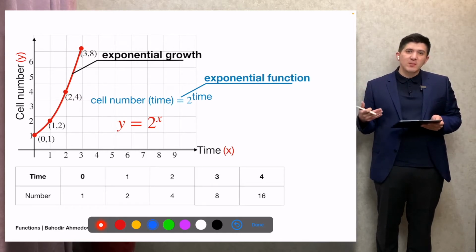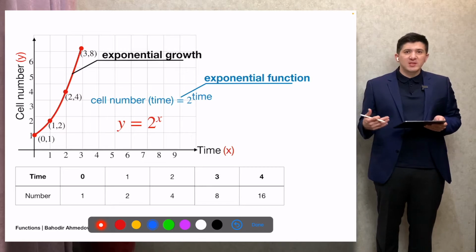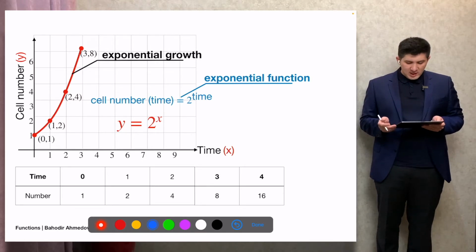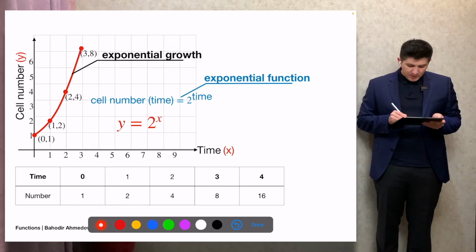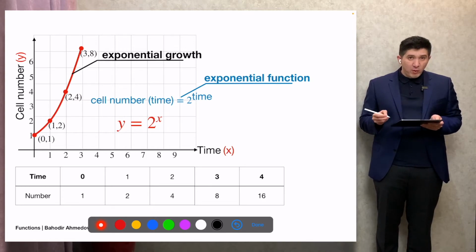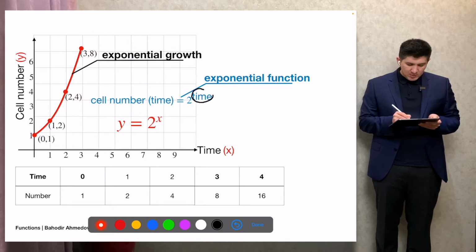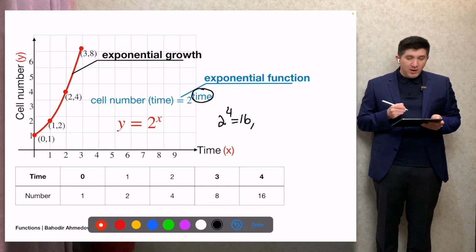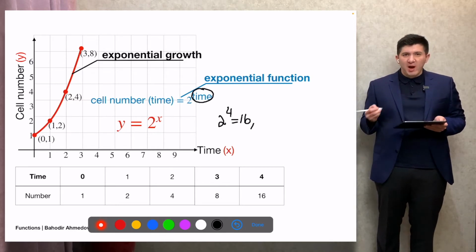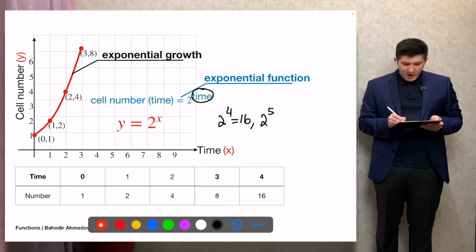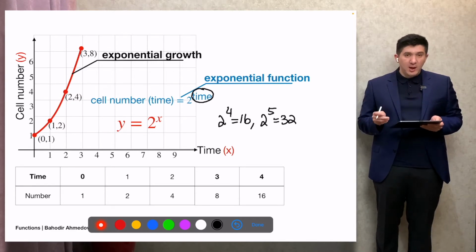So in this case, the time is going to be our input, and the number of cells is going to be our output. For example, if I would like to know how many cells I would have after 4 seconds, I just need to substitute time equal to 4. It's going to be 2 to the power of 4. It is going to be 16. So if I would like to know how many cells I'm going to have after 5 seconds, it's going to be 2 to the power of 5, which is equal to 32, and so on.